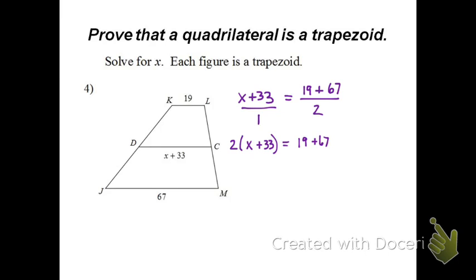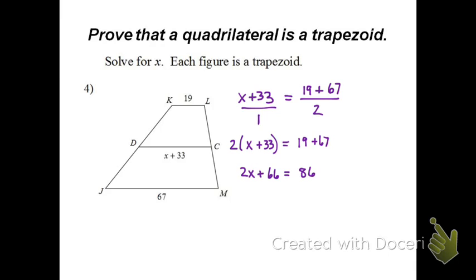I didn't want to change anything until we really looked at that. So now let's say we distribute, we get 2x plus 66, and that's going to be equal to, when we take 19 plus 67, we're going to get 86. Okay, now that should look a lot nicer.